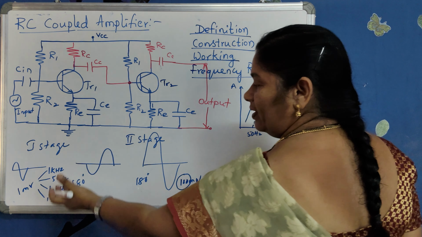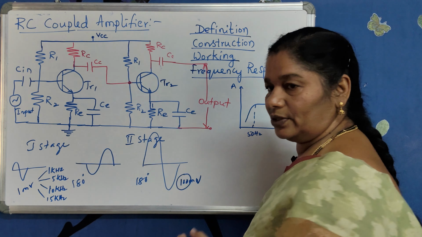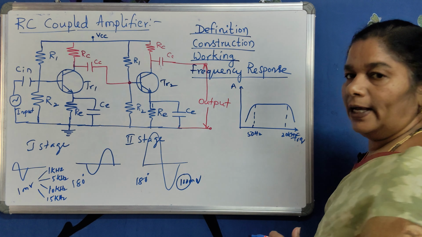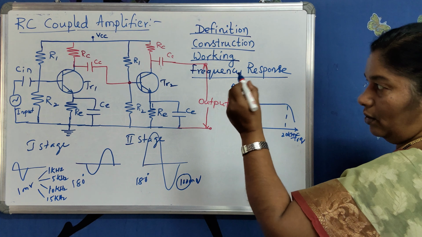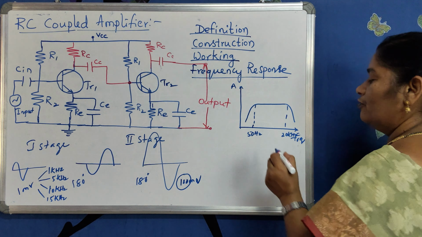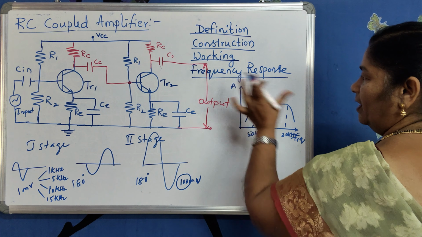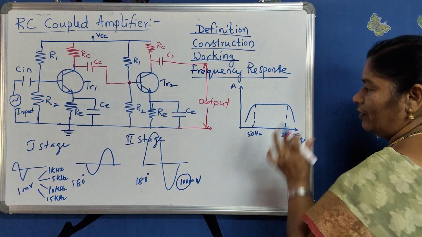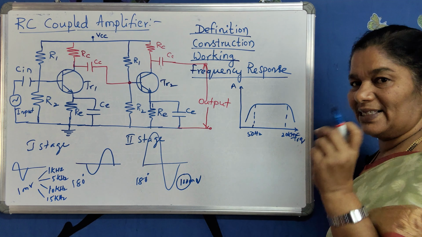Whatever the frequency may be, whether 1 kilohertz, 5 kilohertz or 10 kilohertz, you will have the same output. So this uniform gain makes the RC coupled amplifier very special, and it is used for all audio applications. So about the frequency response, you have to tell two points: the gain is very constant, and in the audio range it is excellent.